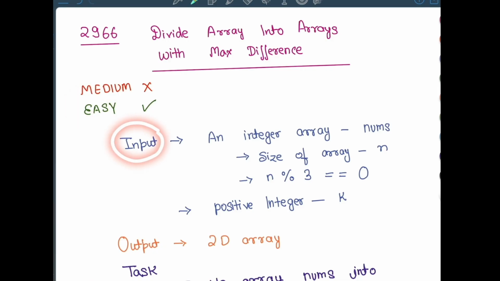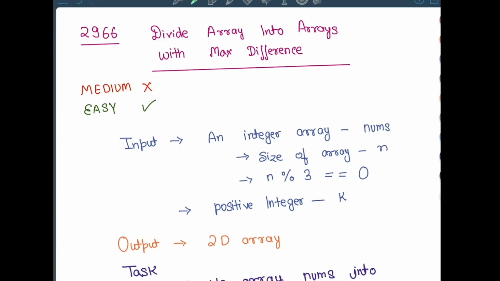The given input in the problem is an integer array, and let us call that integer array nums. The size of the given integer array nums is n. That is, the given integer array nums has a total of n elements, and the question says that the value n is divisible by 3, or we can say n mod 3 is equal to 0. So basically n is divisible by 3, so the value of n can be 3, 6, 9, 12, and so on.